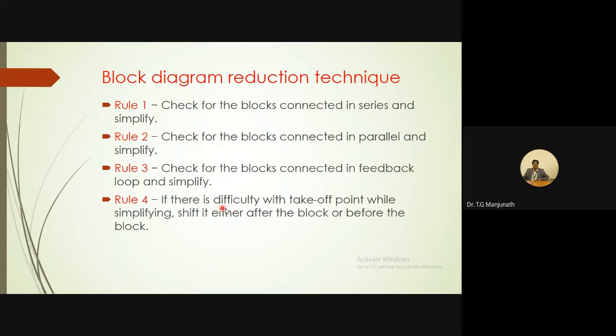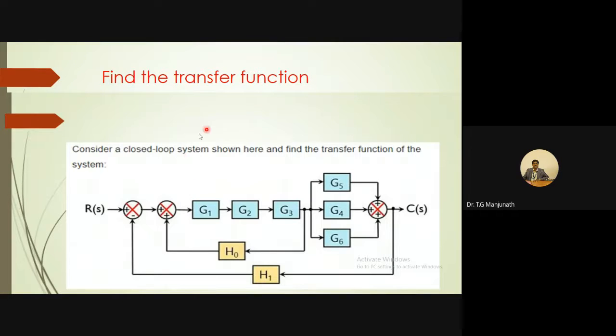Then the fourth option is shifting a takeoff point or a summing point. You keep that option as the last option. Now let us go for the problem solving. Find the transfer function for the block diagram shown by using the block diagram reduction technique. Transfer function means the Laplace transformation of the output variable to the Laplace transformation of the input variable. Here the output variable is C(s) and the input variable is R(s). Hence you have to find C(s) by R(s).